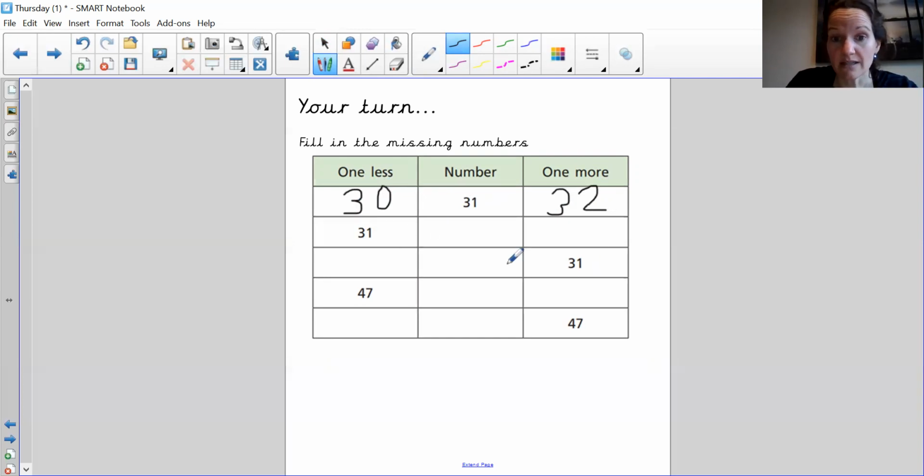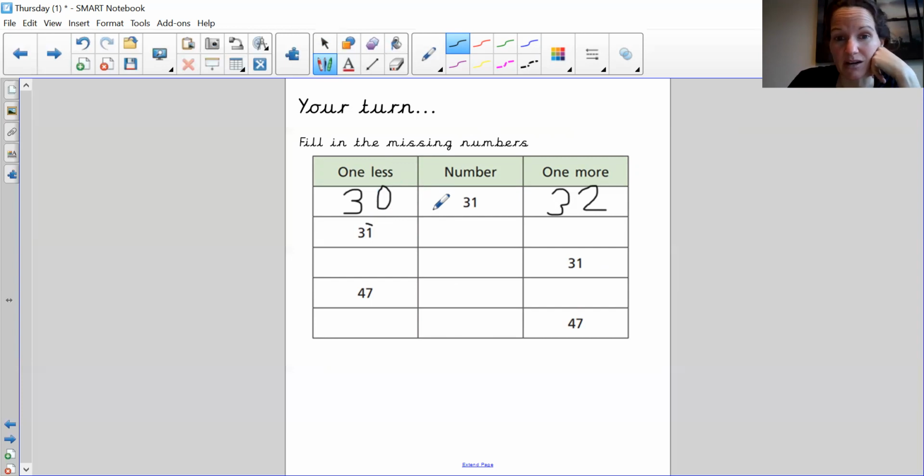So that one is the easy one. Now it's these ones that you need to look carefully at. So let's do this one, and then the rest of them you have to do on your own. So I have the number 31. So I have got 31 in the 1 less column. So that means that I took 1 away from it already. So I have to do the opposite.